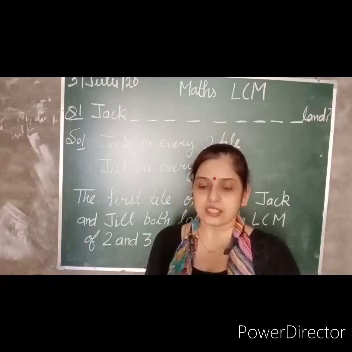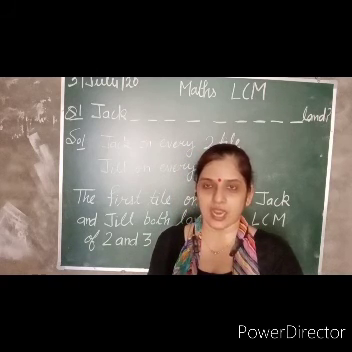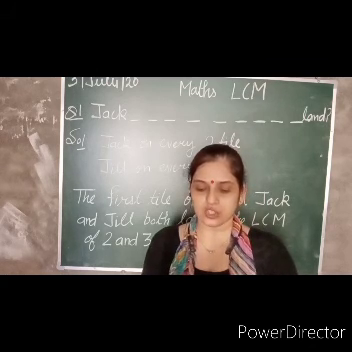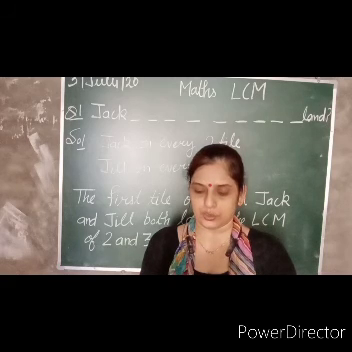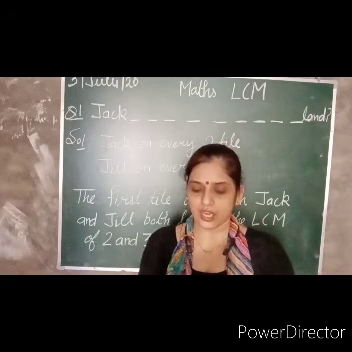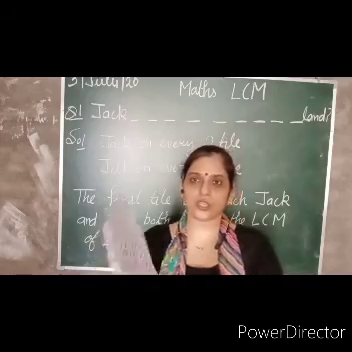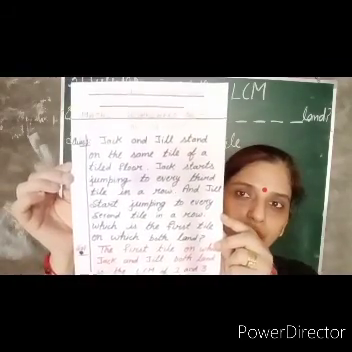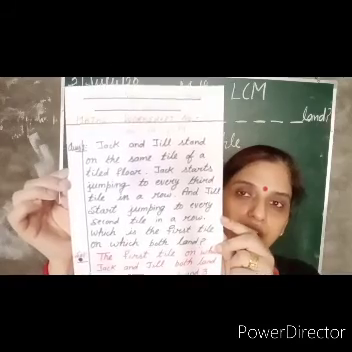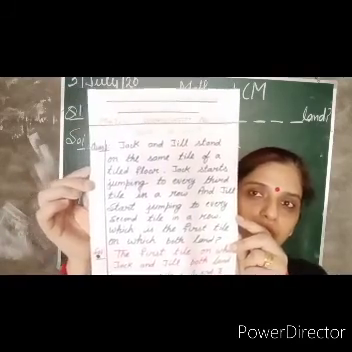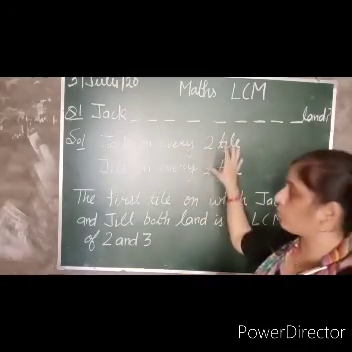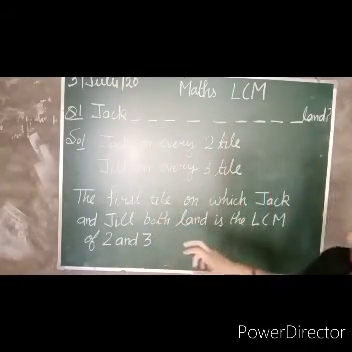Jack and Jill stand on the same tile of a tile floor. Jack starts jumping to every third tile in a row, and Jill starts jumping to every second tile in a row. Which is the first tile on which both land? You can see the question like this. I have written down the question here. This question is given in your book. You can read the question from there, as the question will take the whole space. So I have just written down the gist of the question.